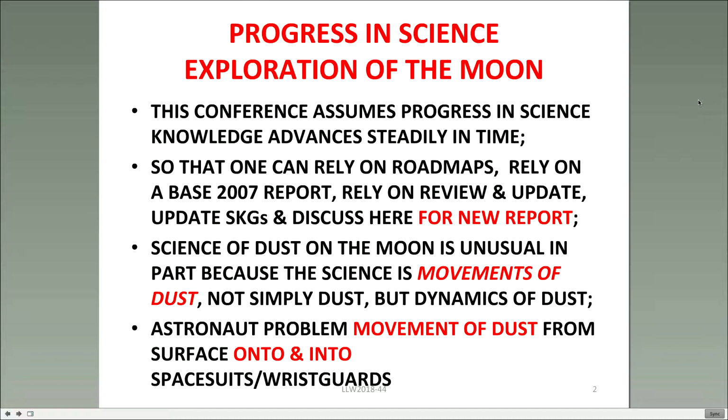Basically, the point I'm trying to make with this slide is that the step-by-step accumulation of knowledge into the 2007 report and then into a review of that report and so on does not apply to dust. Next slide.